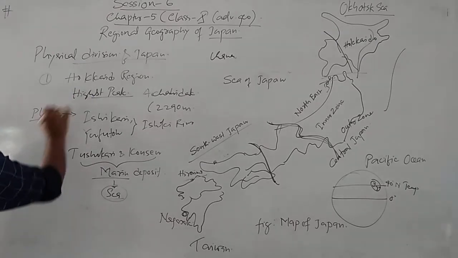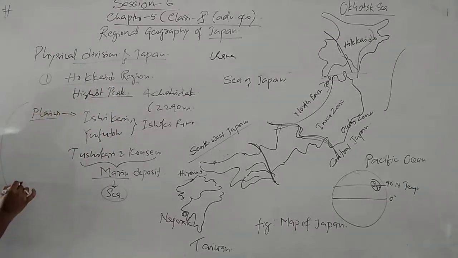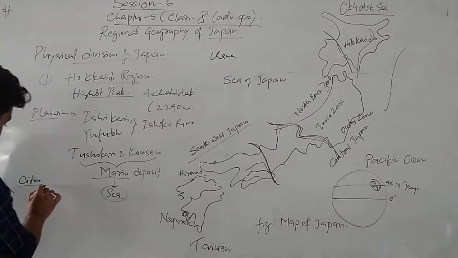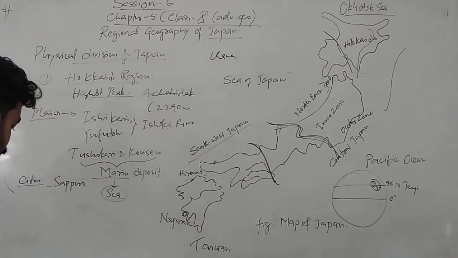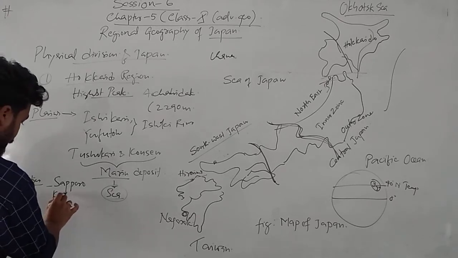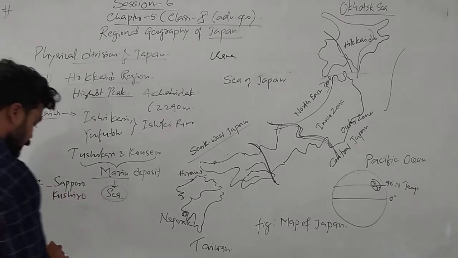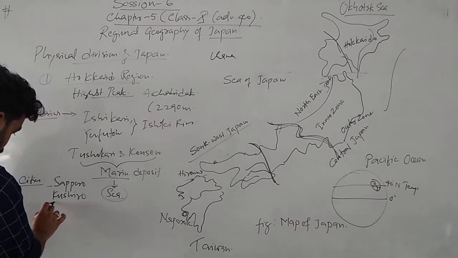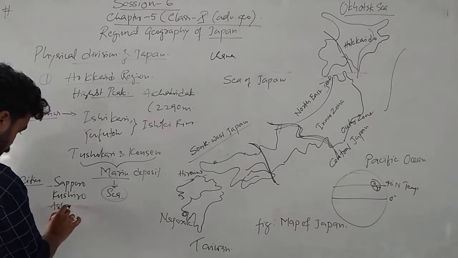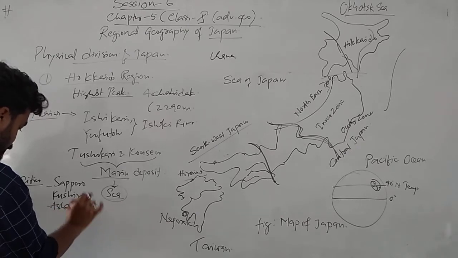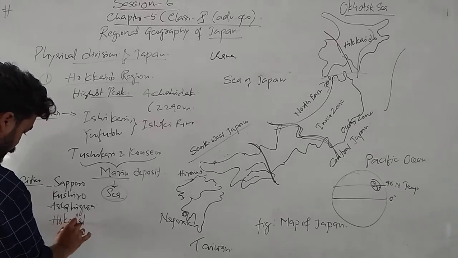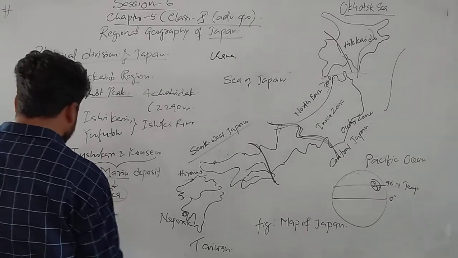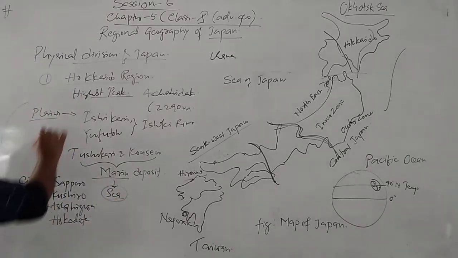Then in this Hokkaido region, we will see the different towns and cities. Among them, what are the important cities? Sapporo is one of the important cities. Kushiro is another city. Then Asahikawa is another city. Then Hokkaido is another city. So these are the main features of the Hokkaido region.